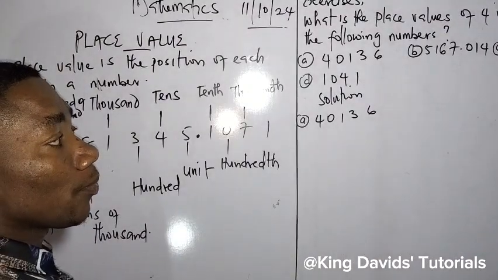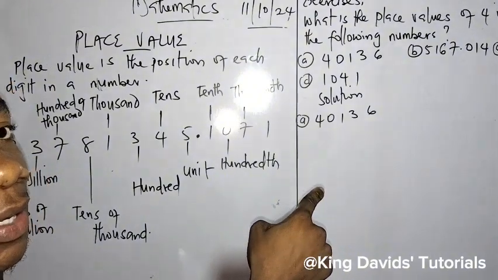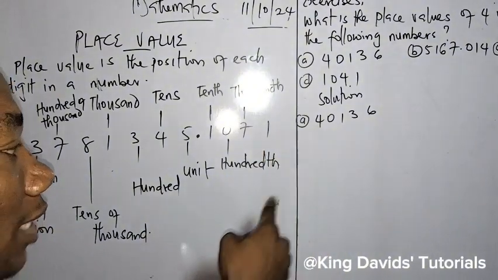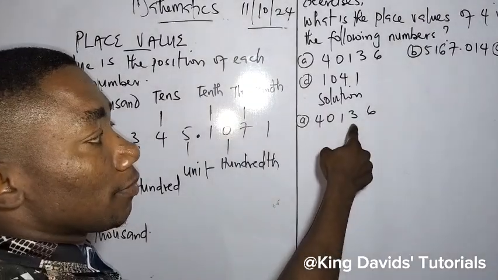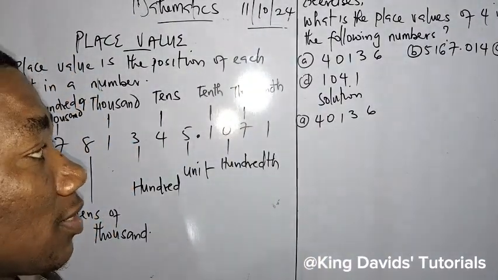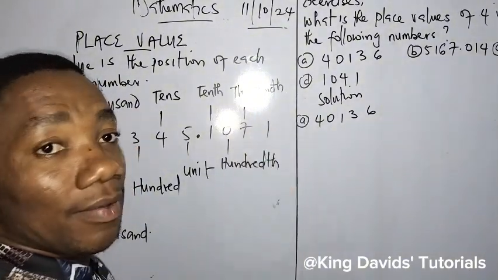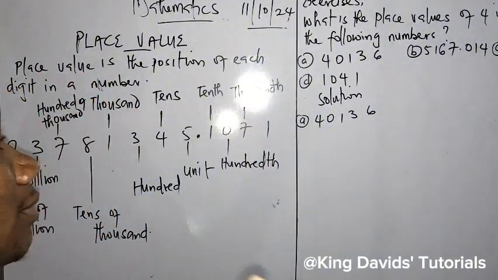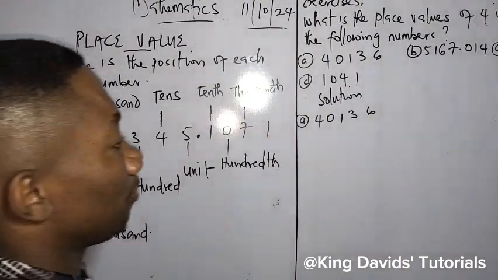Now, the 6, in this case, is the unit, just like we have here. Followed by the 3 is the tens. The 1 is 100. The 0 is 1,000. And our 4 here is what? The tens of thousands.